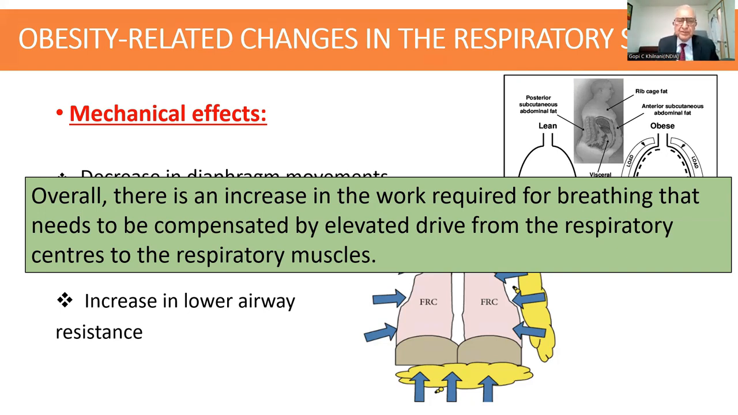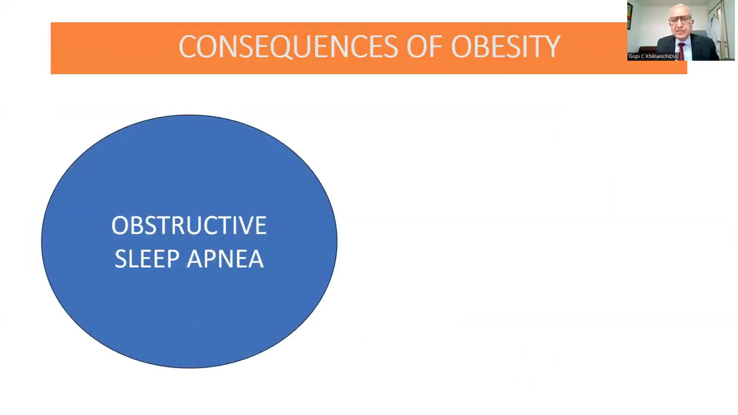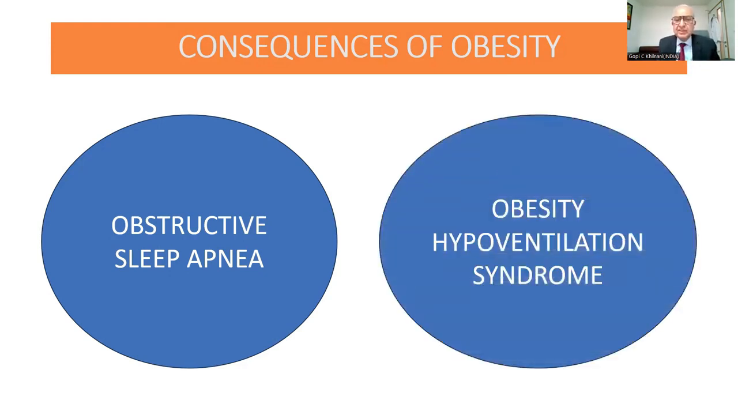So these are the respiratory effects of obesity, and what it leads to ultimately is obstructive sleep apnea, and I'll be spending the majority of time on that. It also leads to obesity hypoventilation syndrome. So can we divide sleep disordered breathing into obstructive sleep apnea and obesity hypoventilation syndrome? Yes and no, because 90% of the patients who have obesity hypoventilation syndrome also have obstructive sleep apnea. But for the purpose of discussion, I would be dividing it into two.